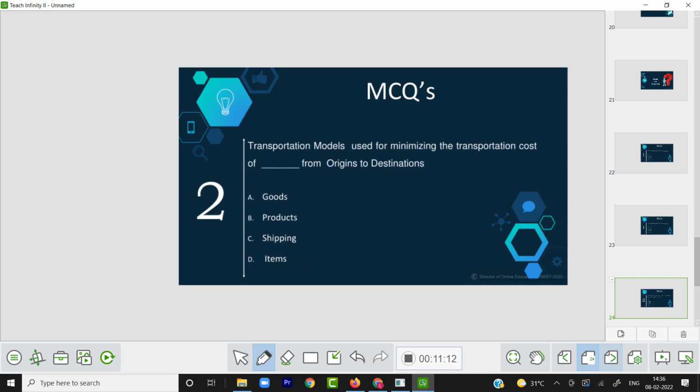Next, transportation models are used for minimizing the transportation cost of goods, products, shipping and items, which we take from origins to destinations. So that's why we write it as an entity of goods. This is the answer for entity.